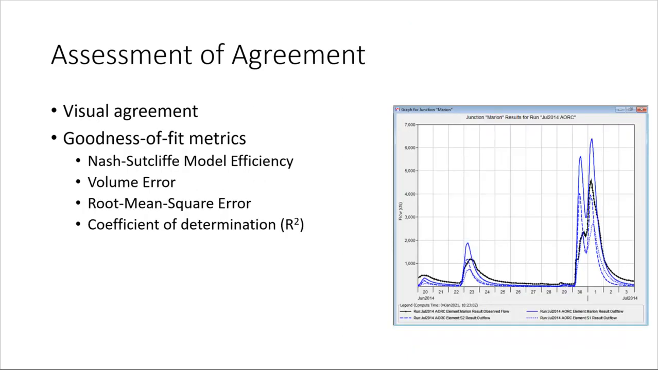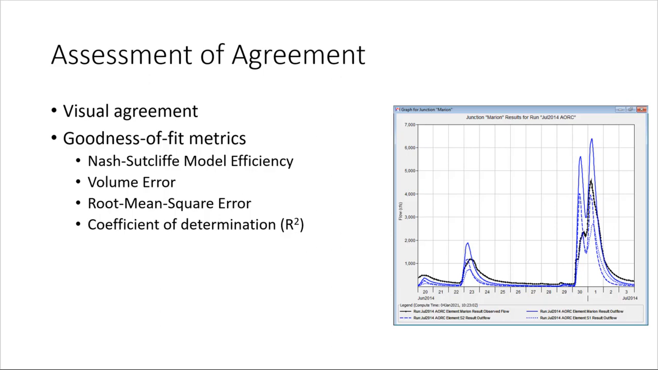In order to assess model agreement, you need to be able to compare the model output to observed data. In HEC-HMS, observed data is shown in black with the simulated results in blue. Visual agreement is the first step. It lets you qualitatively assess things like timing, volume, hydrograph shape, and so on. When you're calibrating, you can get a long ways just by using a visual comparison.